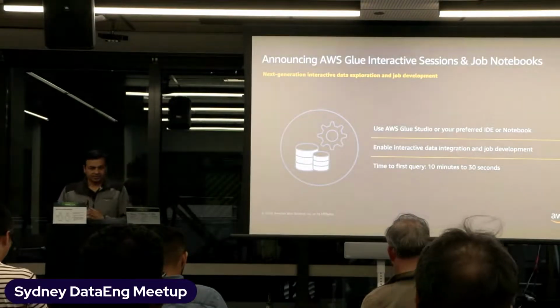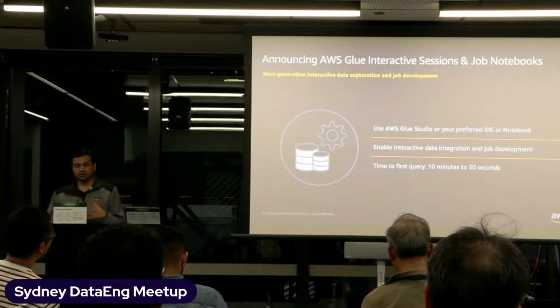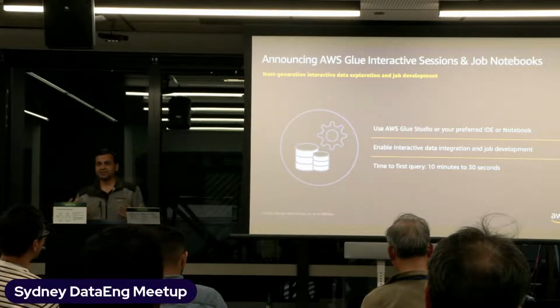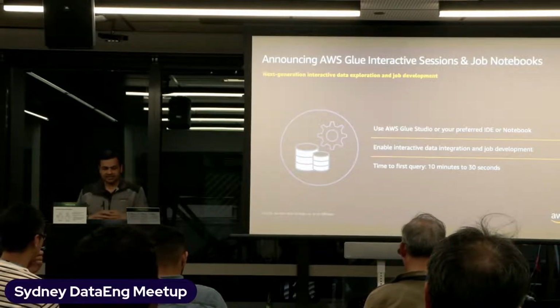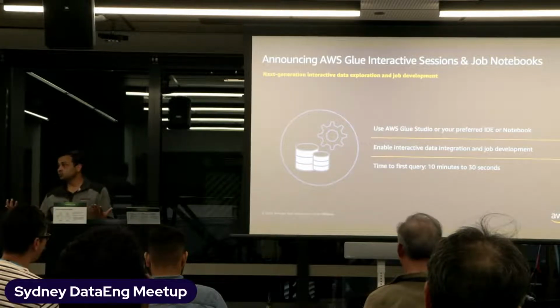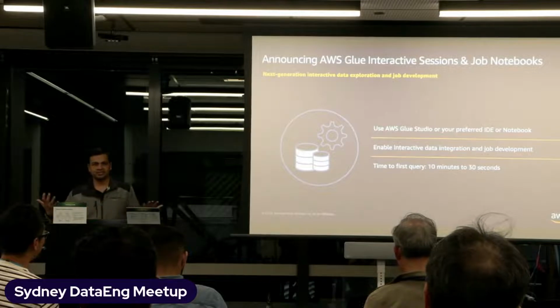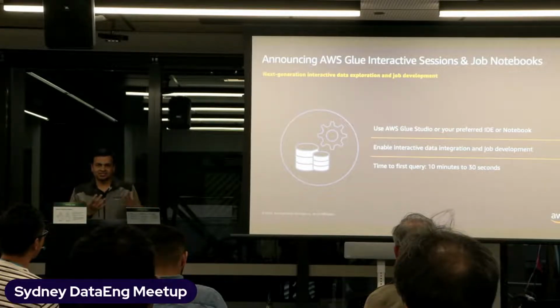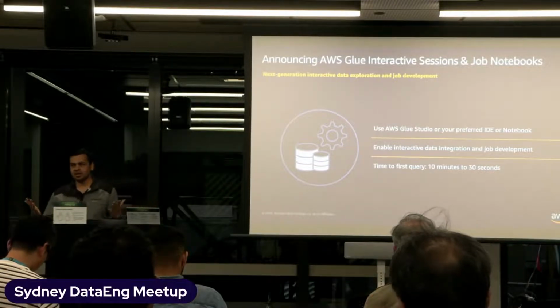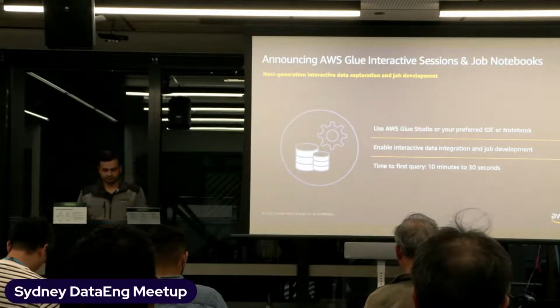So coming back to interactive sessions, as I covered, it reduces your time for first query from 10 minutes to seconds. So you can get started very, very quickly. The second thing is you have a choice of what IDE you want to use. You can use Glue Studio Notebook. But if you are using PyCharm or IntelliJ today, because interactive sessions is a bunch of APIs, you are able to integrate that with Glue interactive sessions.